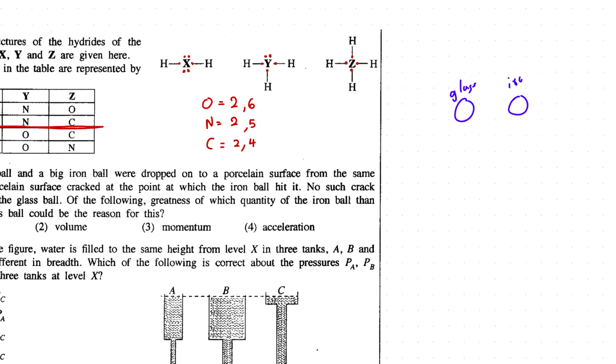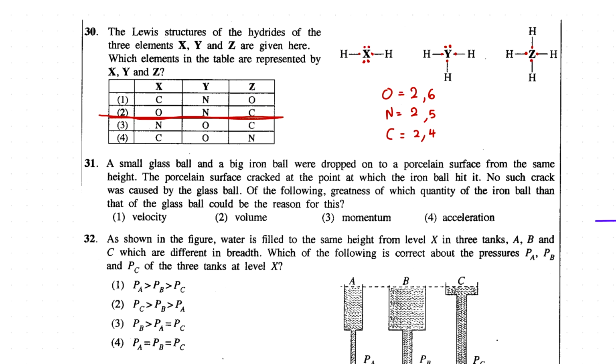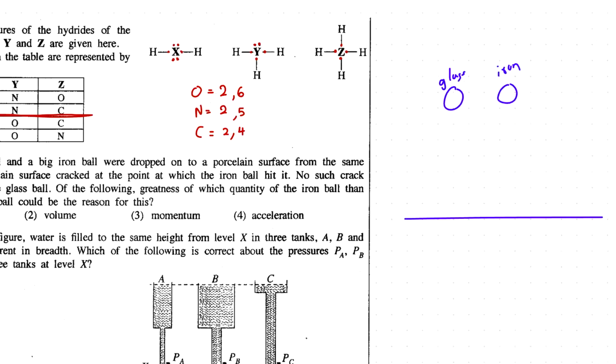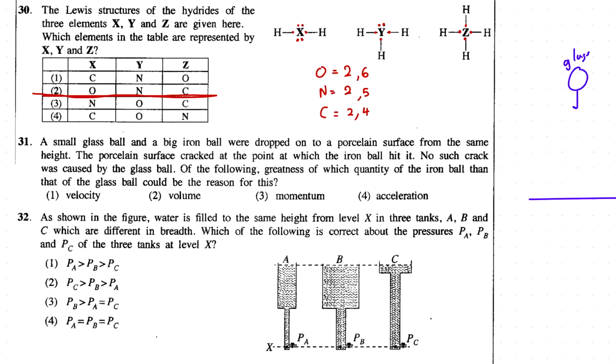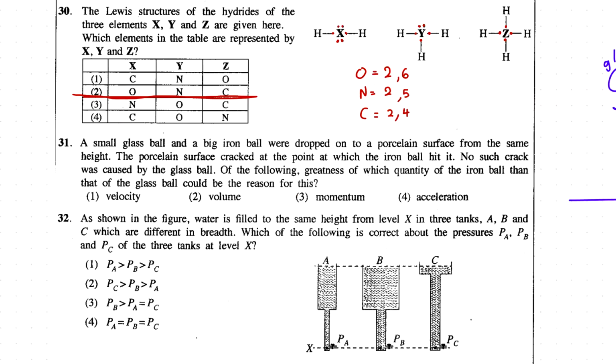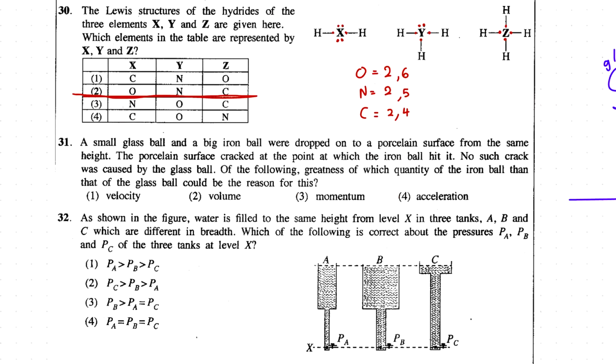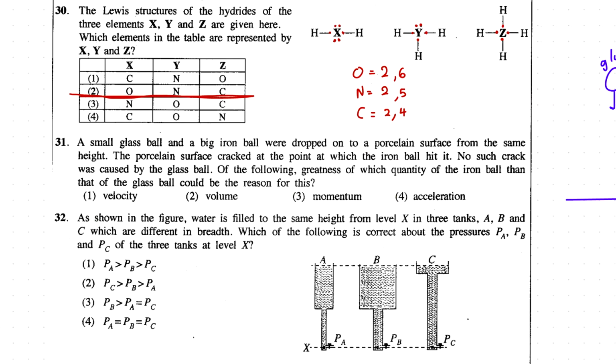The porcelain surface cracked at the point at which the iron ball hit it. No such crack was caused by the glass ball. Of the following, greatness of which quantity of the iron ball than that of the glass ball could be the reason for this? What is the answer?